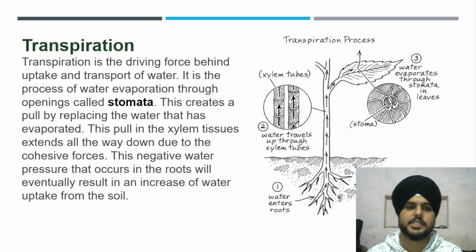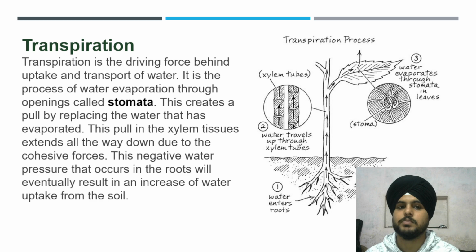And another process which is very important is transpiration. Transpiration is the driving force. See, transpiration, firstly I tell you what it is: the evaporation of water from the plant. The excessive water, as the plant cannot be filled with water, has to be released by the plant, and the process by which water is released in the form of vapors, evaporation, is called transpiration.